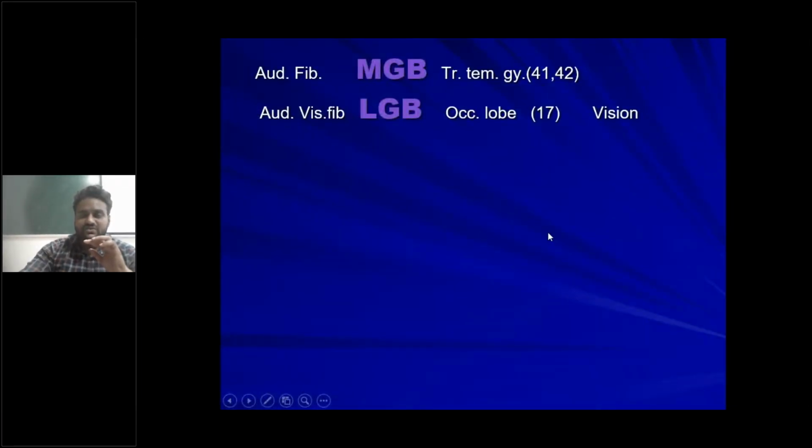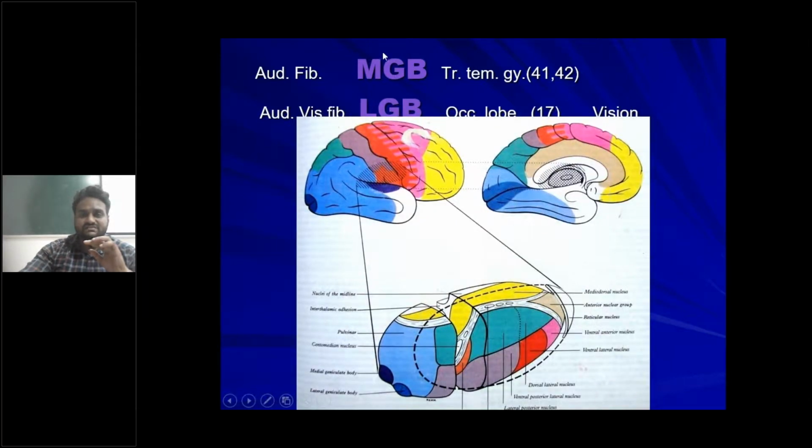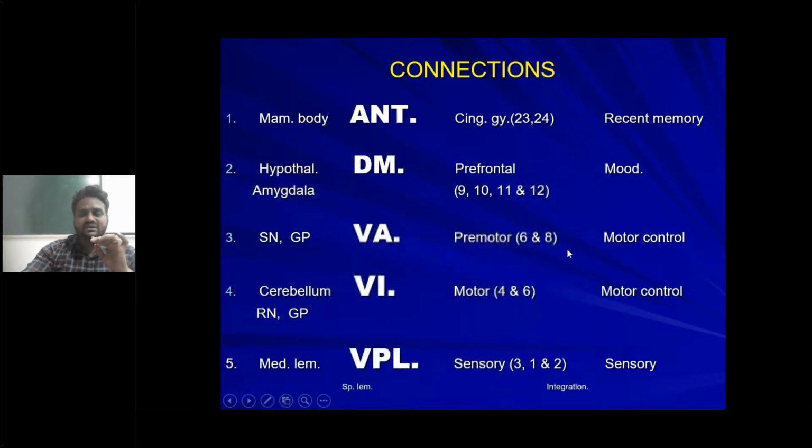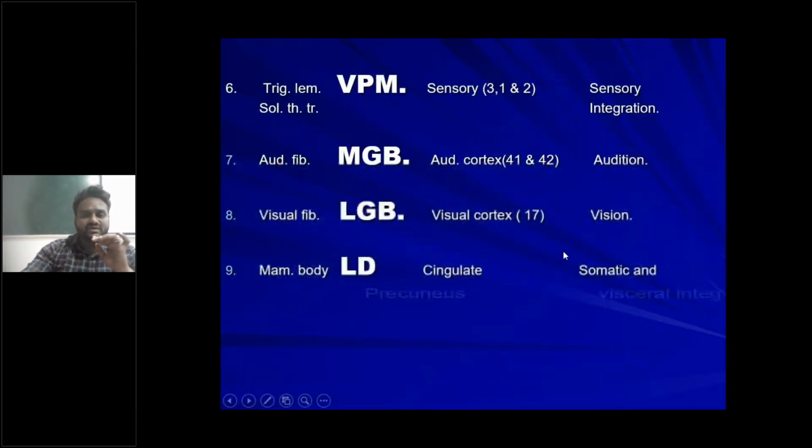The fourth group is MGB and LGB, the medial geniculate body and lateral geniculate body. The medial geniculate body is concerned with the auditory pathway. These fibers relay within the temporal gyrus. The lateral geniculate body is concerned with the visual pathway, and its fibers relay within the striate area of the occipital lobe. These are the fourth group. In the next 2 slides, I mentioned the connections of the other nuclei. If you are interested, you can go through the remaining connections.